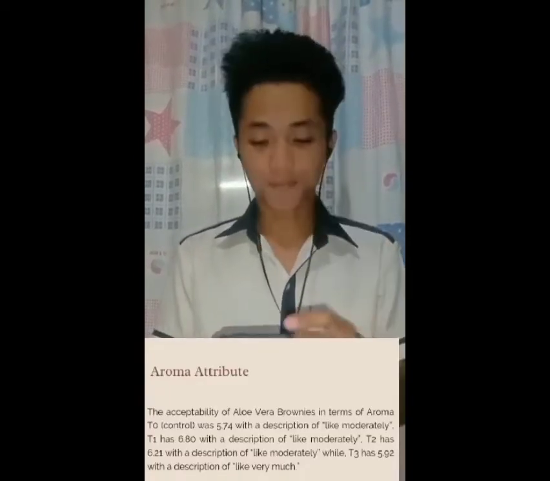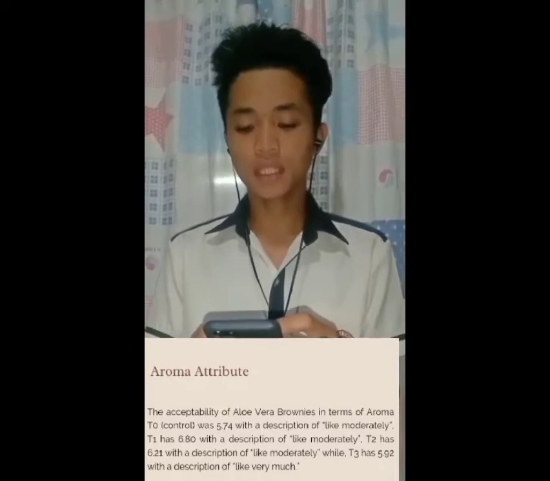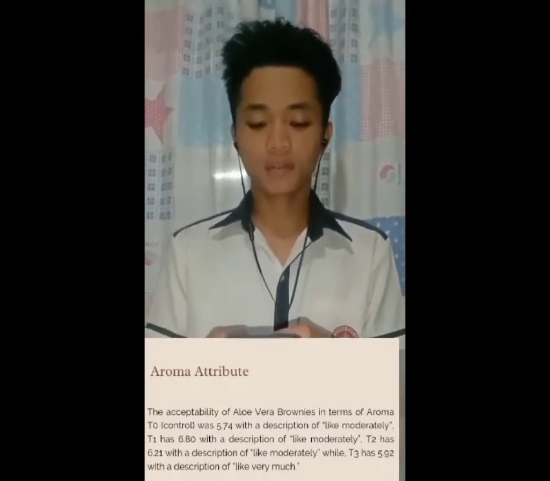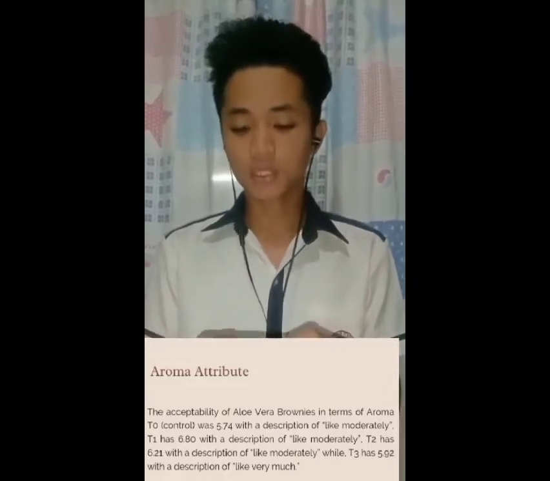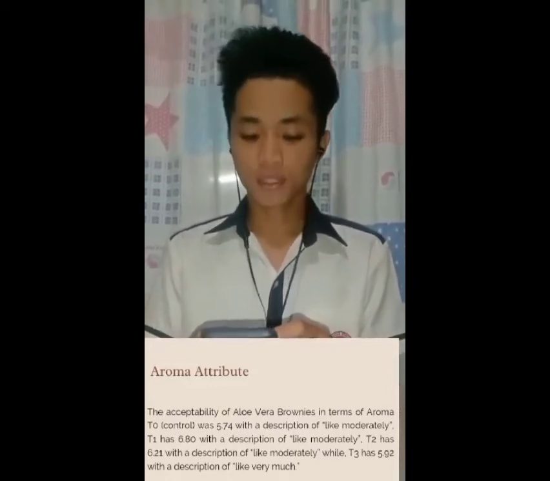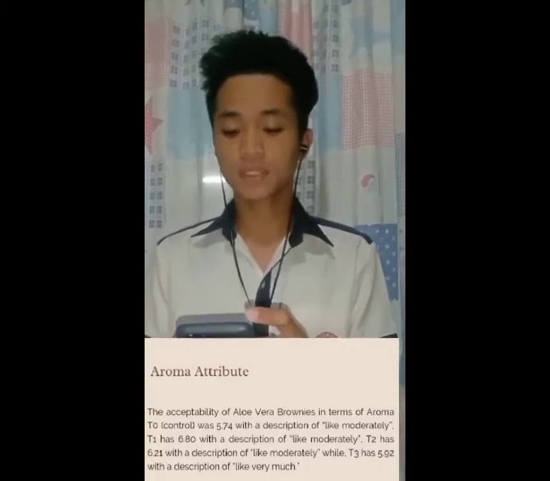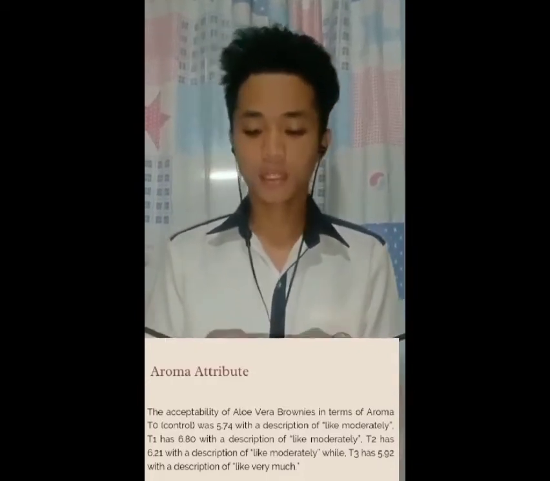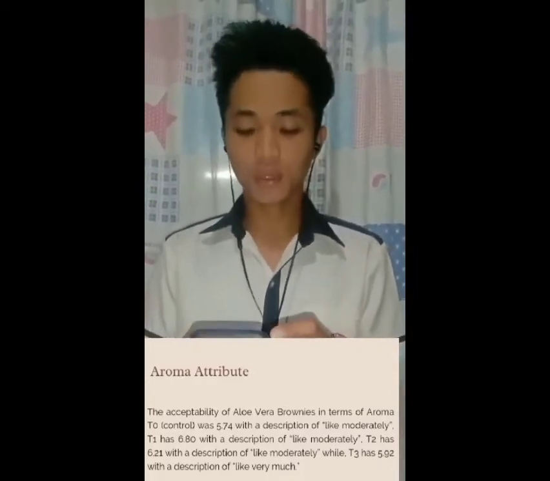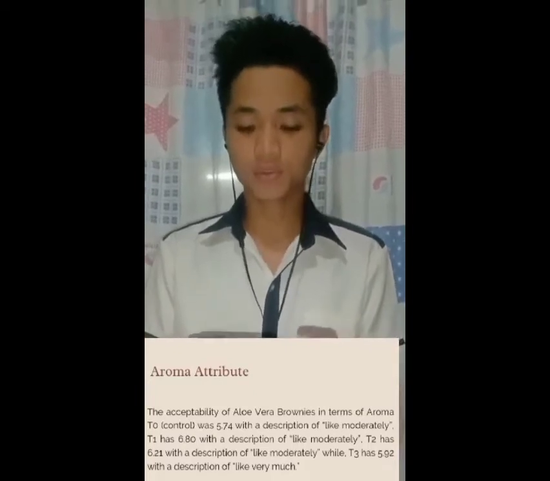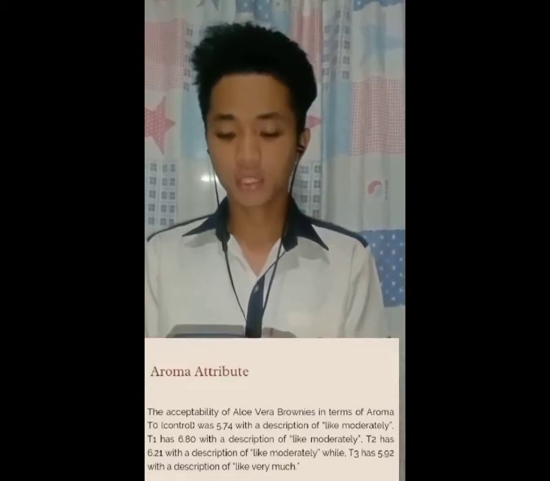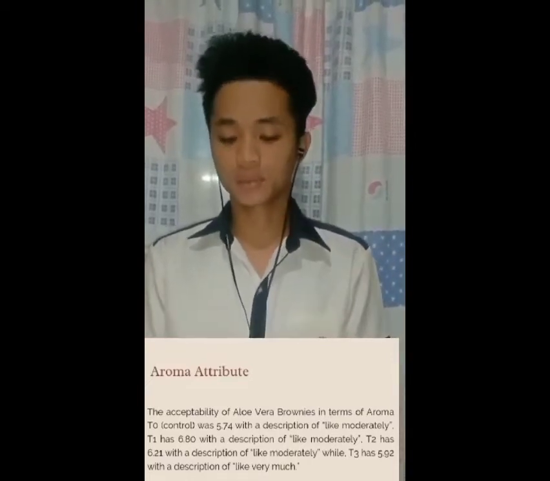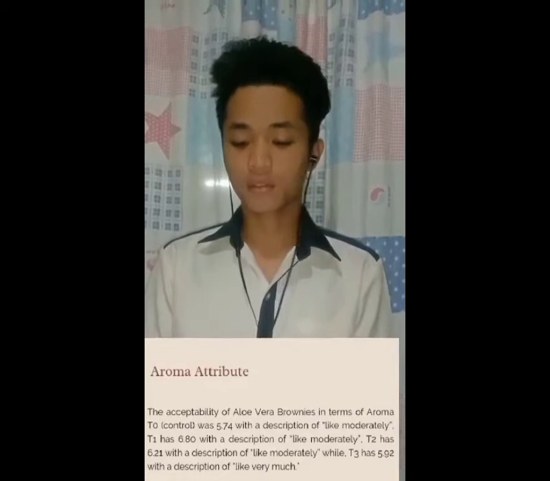Aroma attribute. The acceptability of the aloe vera brownies in terms of aroma, T0 or control was 5.74 with a description of like moderately. T1 has 6.80 with a description of like moderately. T2 has 6.21 with a description of like moderately, while T3 has 5.92 with a description of like very much. So that's all for me.